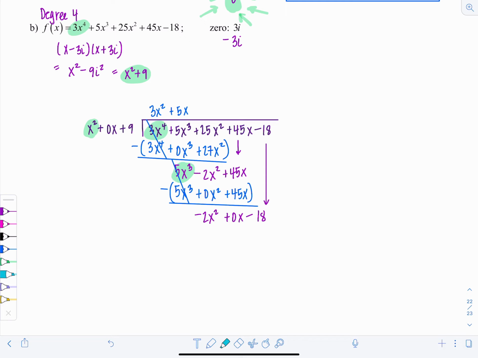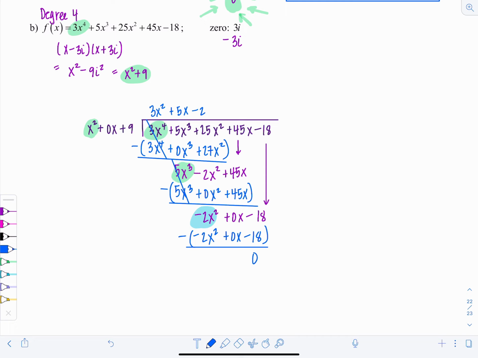How do you know when to stop? If the degree here is less than the degree of the divisor, then that means you have your remainder. But we can keep going. So x squared into negative 2x squared, that's going to be negative 2. And then we have negative 2x squared plus 0x minus 18. Subtract this. And we have remainder 0, which we expected, right? Because I divided f of x by what I knew contained its factors, so it should go in evenly, no remainders.